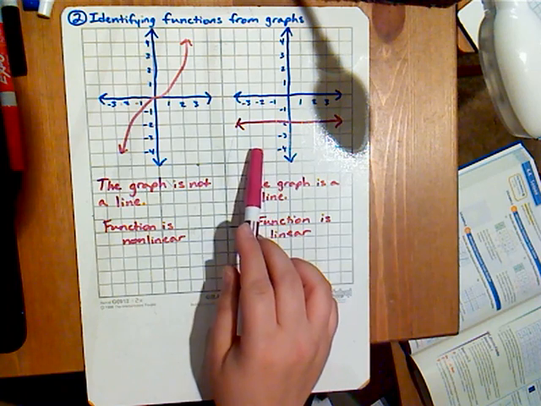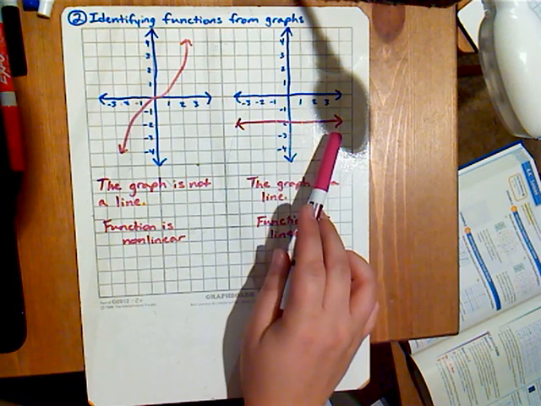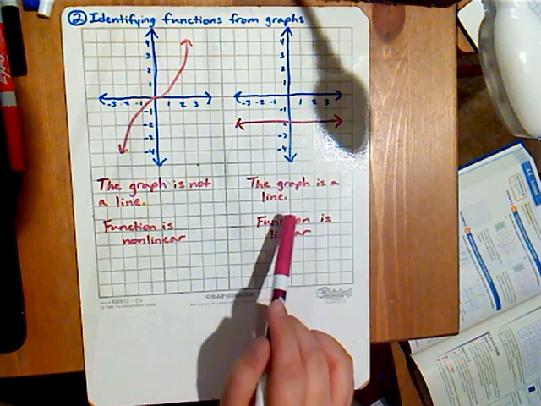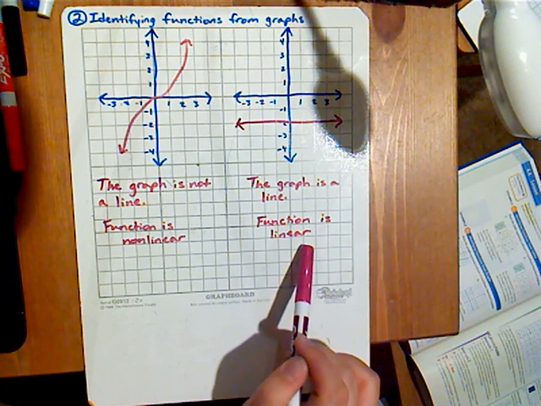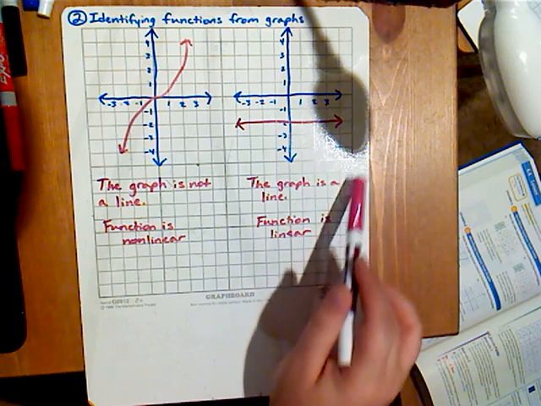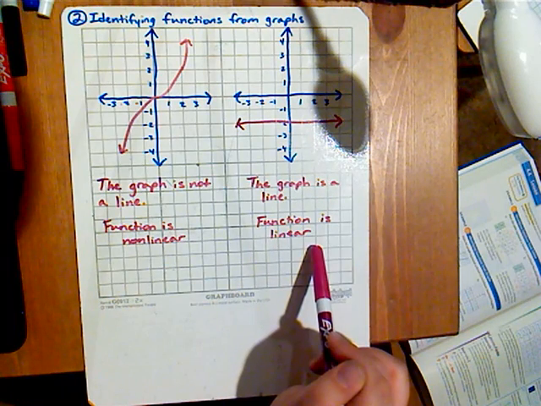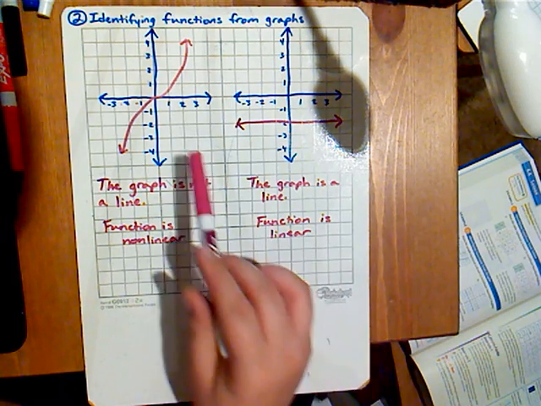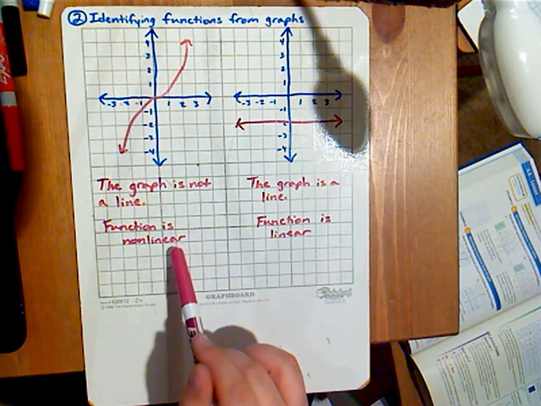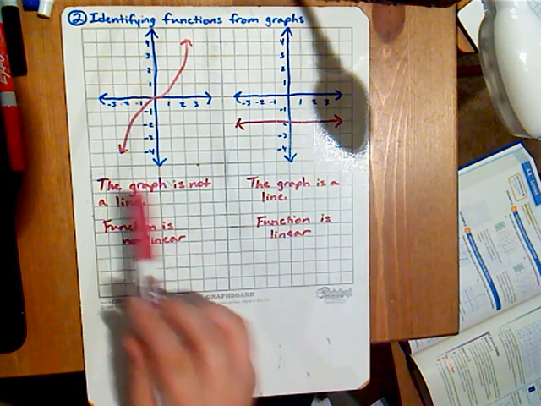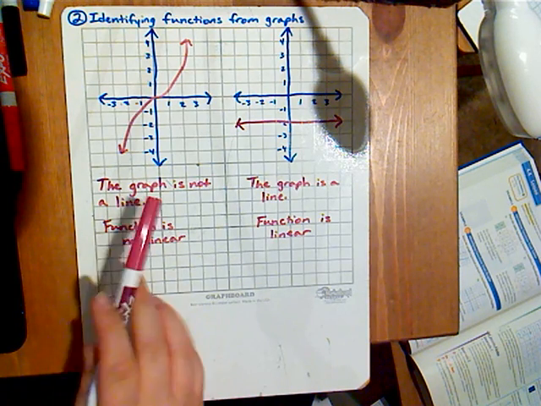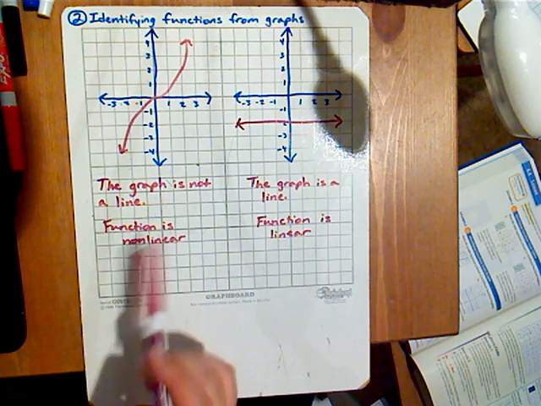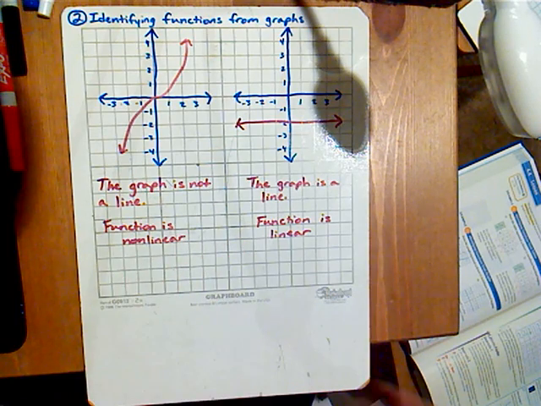The line here going straight across at -2 is a line, and so the function is linear. So if the graph is a line, the function is linear. If the graph is not a line, the function is nonlinear. And so that's identifying functions from graphs. Pretty easy. Look at the graph: if it makes a line, it's linear. If it doesn't make a line, it's nonlinear.